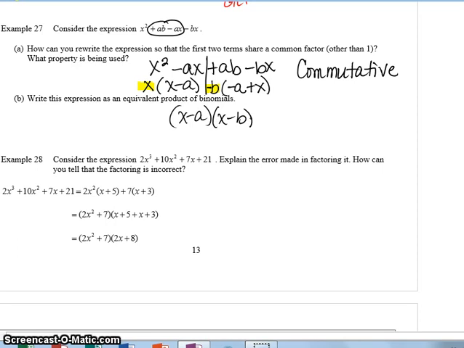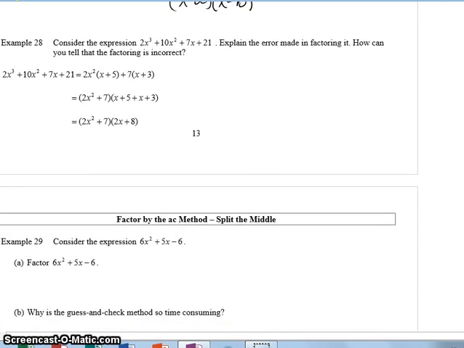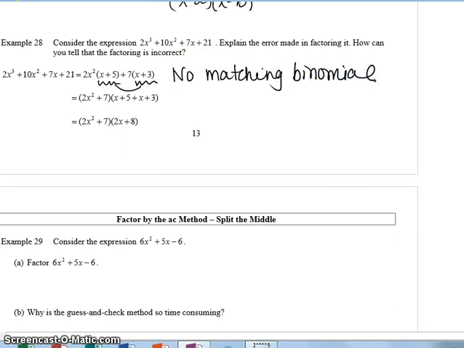Example 28. Consider the expression, and it's stated there. Explain the error made in factoring. How can you tell the factoring was incorrect? All right, so here's what they originally gave you, and then look what happened, guys. Those weren't matching. Those have to be matching. So there was no matching binomial. If you're factoring by grouping, there has to be that matching binomial.